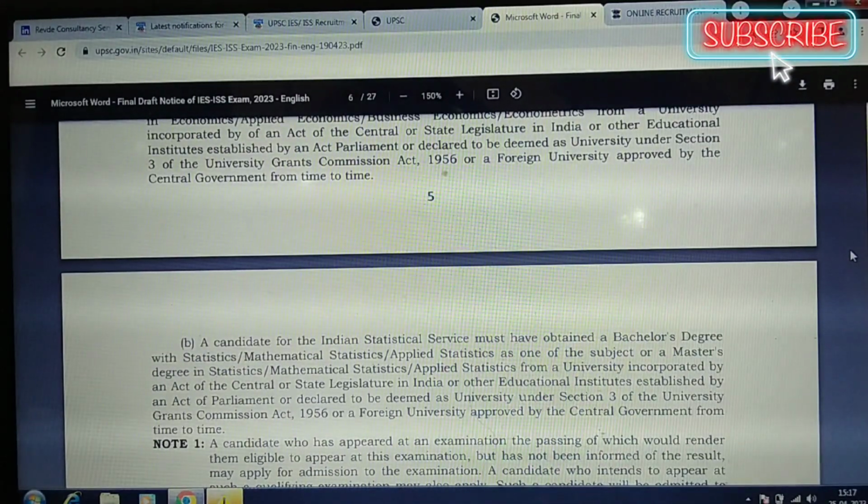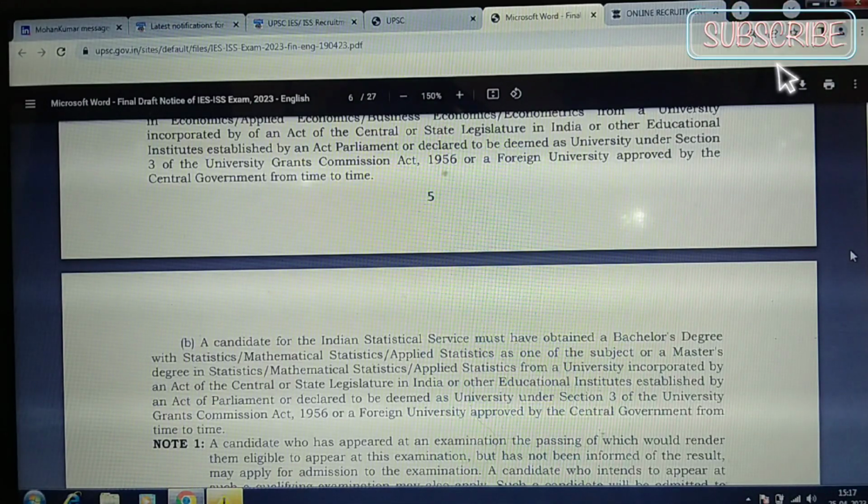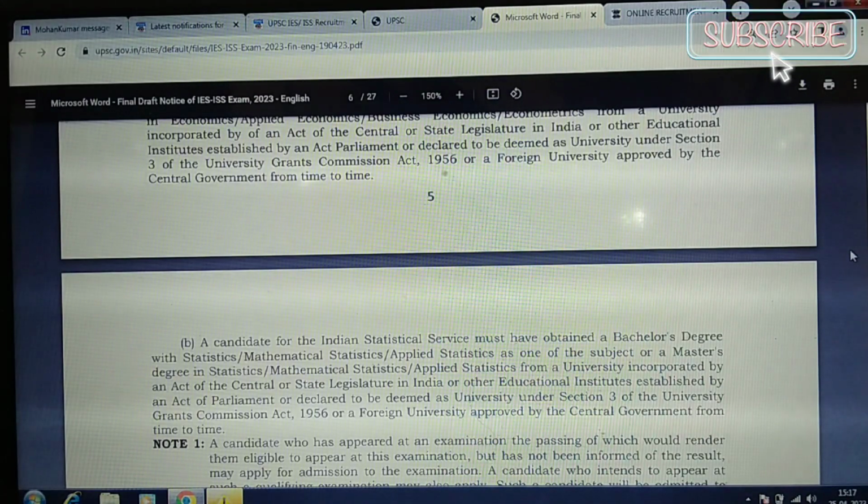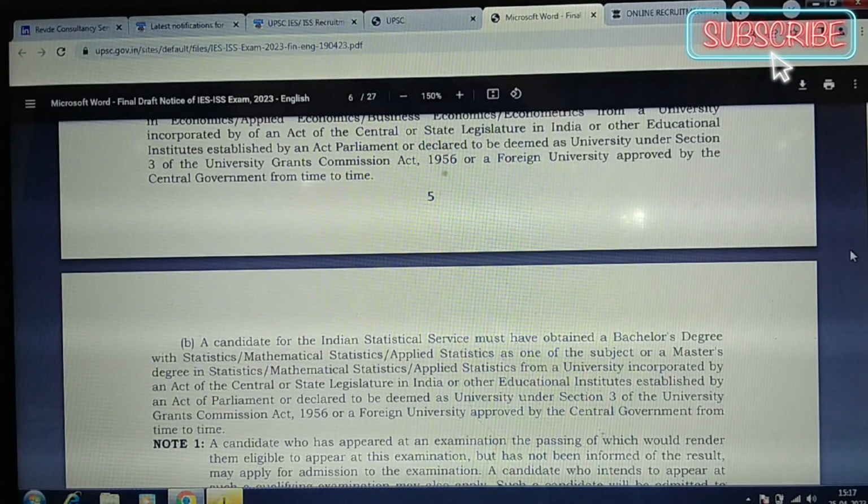And for the Indian Statistical Service, a candidate must have obtained a bachelor degree with statistics or mathematical statistics or applied statistics as one of the subjects, or a master degree in statistics, mathematical statistics, or applied statistics from a university. Here you have to confirm that there is a separate educational qualification for the Indian Economic Service and for the Indian Statistical Service.